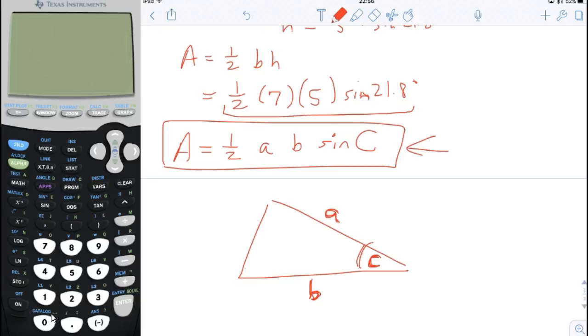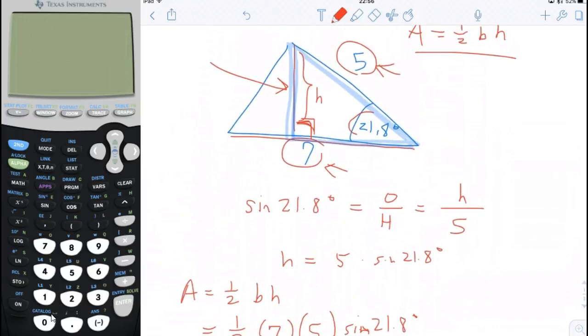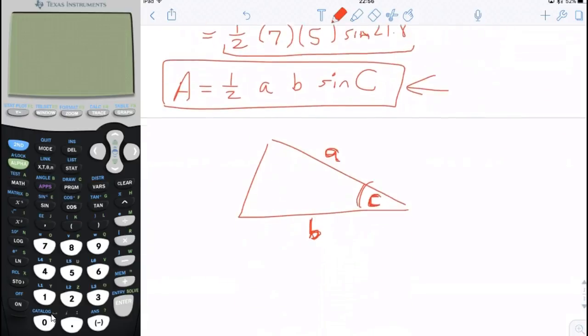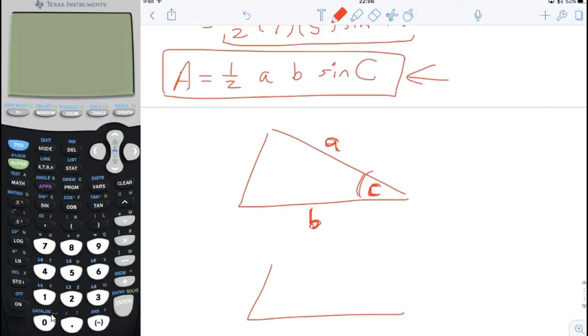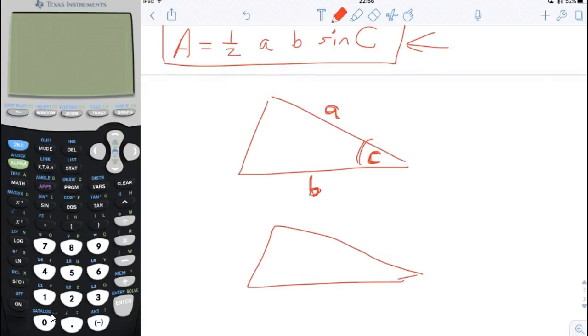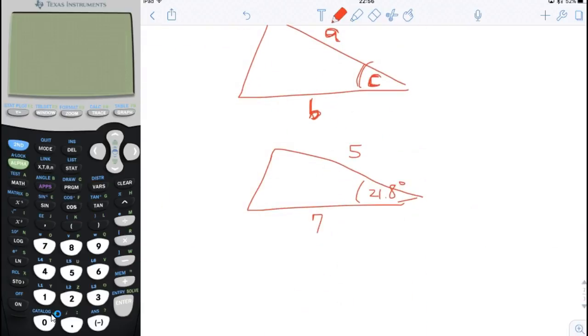Okay, so let's do an example. So I have 5, 7, and 21.8 degrees, right? Okay, so I'm going to say, what is the area of this triangle? Oh, well, I know that it is 1/2 times these two sides and multiplied times the sine of the included angle.